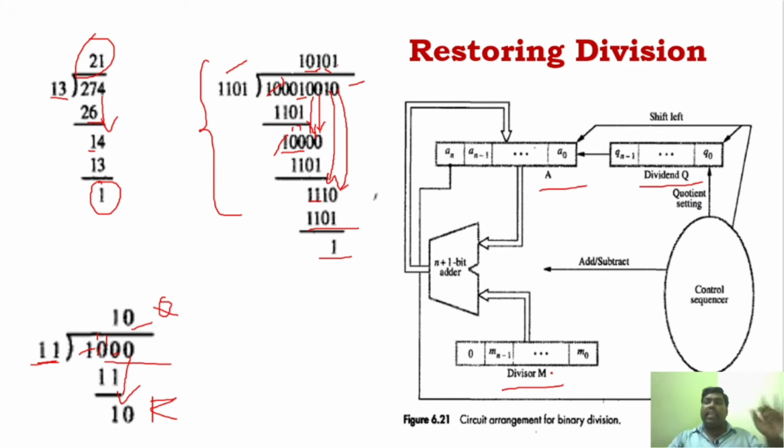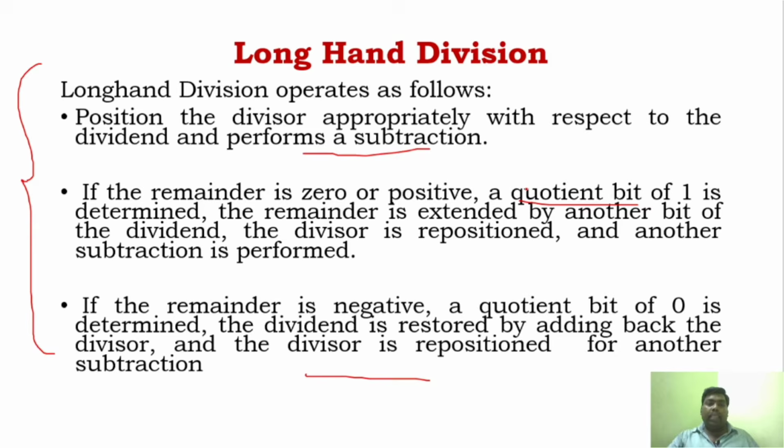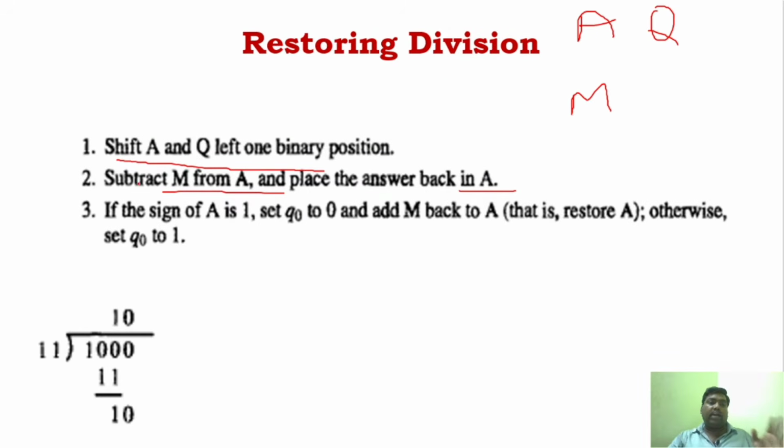So you understand, you have three registers: one is Q, one is M, and another one is the accumulator. You will say divisor in M, dividend in Q, and the accumulator is for storing purposes. The first logic is you have to shift A and Q one binary position, and then you have to subtract the divisor, that is M, from A, from the accumulator. And you can see here, this is the main logic.